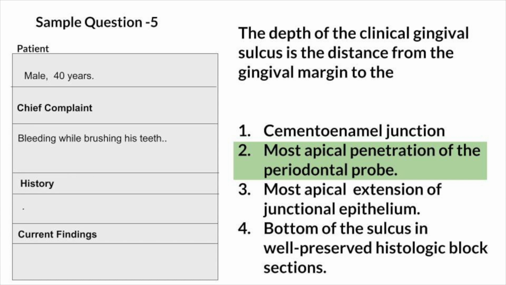The first choice has no clinical findings unless the gingival margin is apical to the cemento-enamel junction. The distance between these two is calculated as gingival recession. So, the depth of the clinical gingival sulcus is the distance from the gingival margin to the most apical penetration of the periodontal probe.